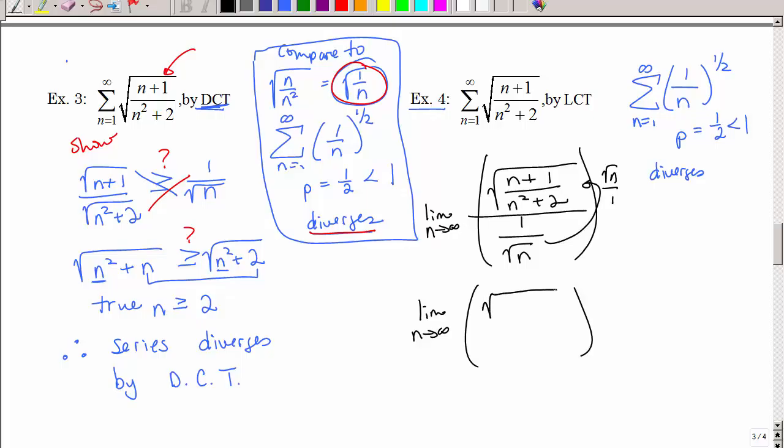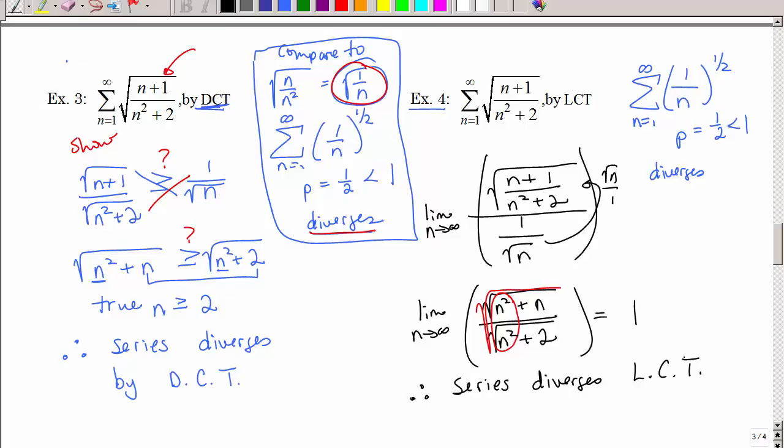So you're going to have the square root of n squared plus n divided by the square root of n squared plus 2. What's that limit? Well, looking at these, they are the same. You have the same square root, so you have the same power, and so you have just the leading coefficient, so that limit is 1. So that's a finite positive number, so therefore the series diverges by the limit comparison test.